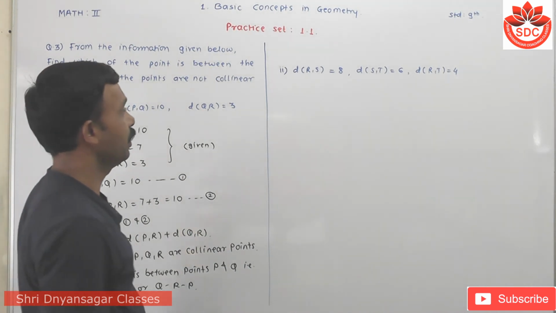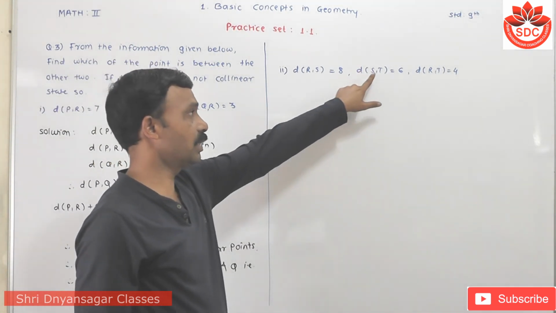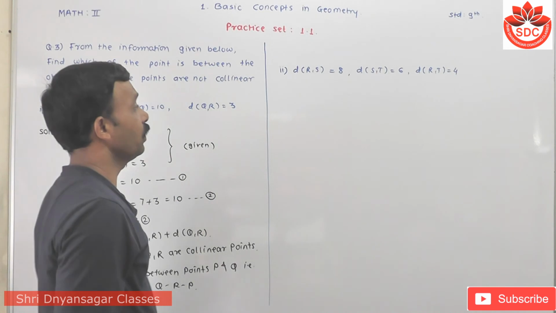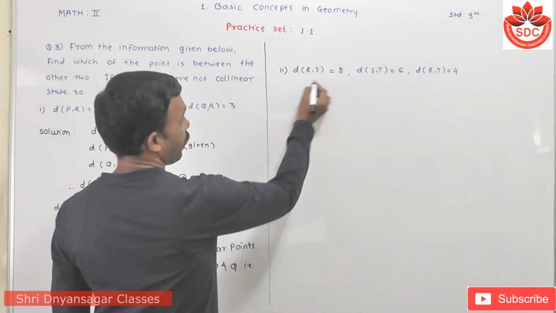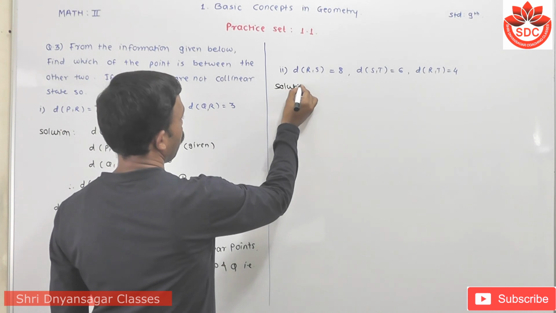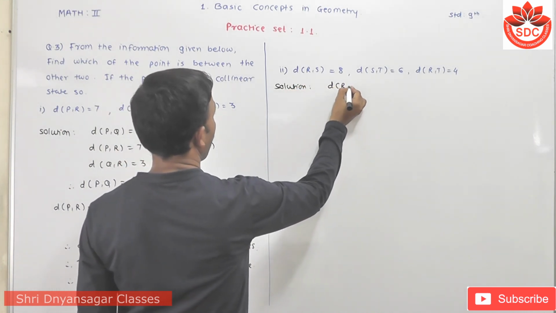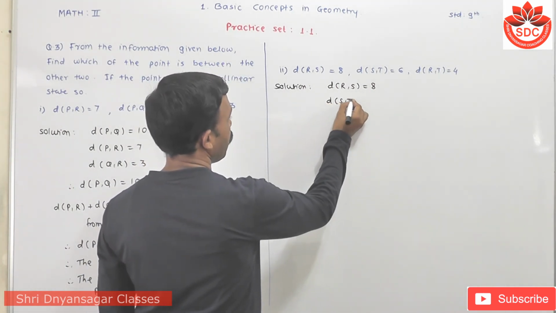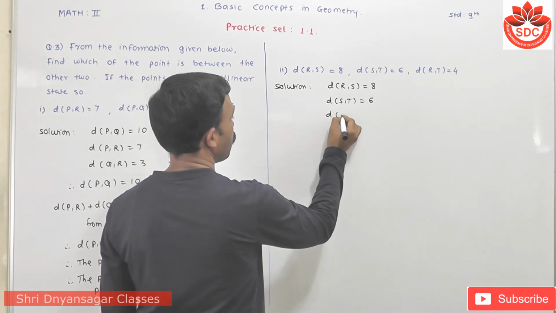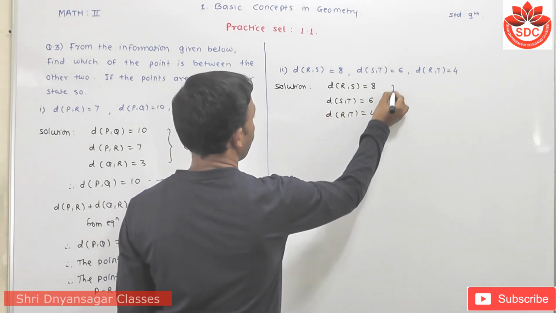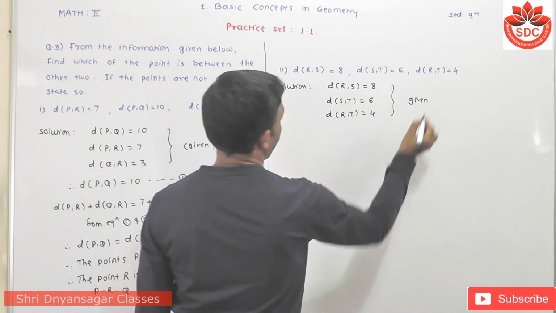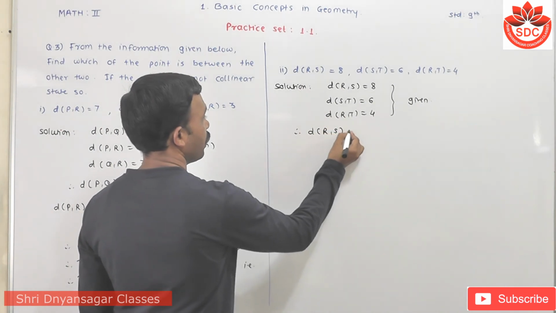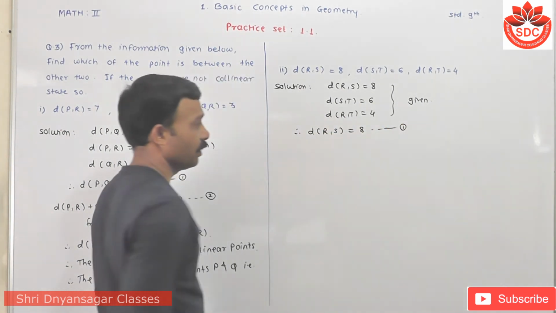Second sub question here. Distance of RS is 8, distance of ST is 6, distance of RT is 4. Now here also the bigger segment is RS. So in its solution, first I have to write distance of RS is how much? 8 units. Then distance of ST is equal to 6 units and distance of RT is equal to 4 units. This is given. Now student, I have to write here which segment is greater? RS. So this is our equation number 1.